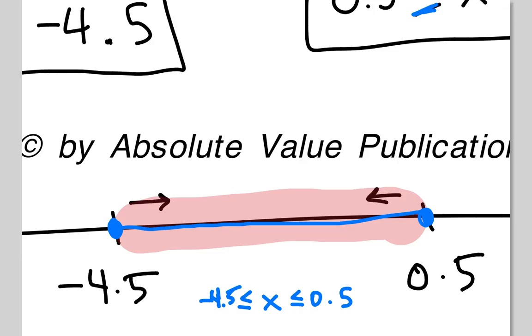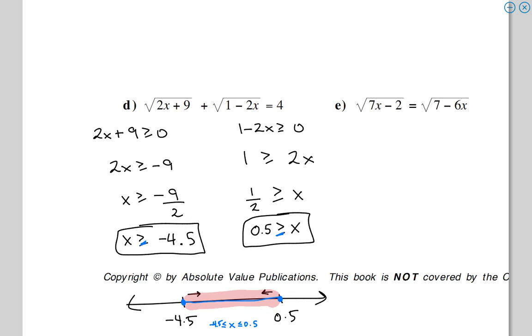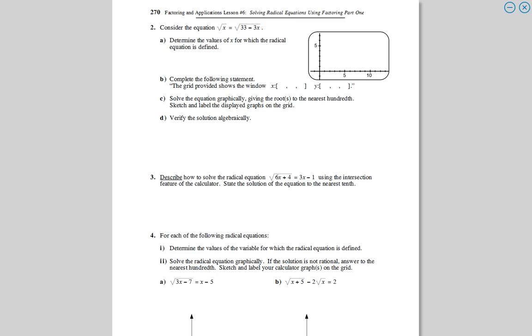Okay, now we're going to do the radical equations for about 10 minutes, and then I'll let you be free till the bell. 5D. We have a request for 5D. Who wants to do 5D?